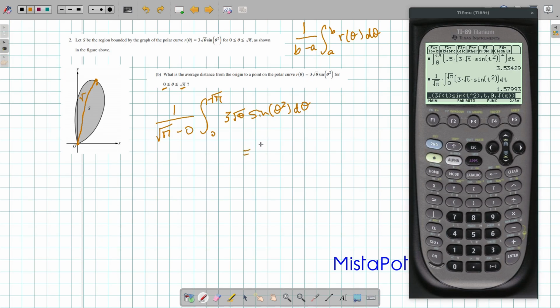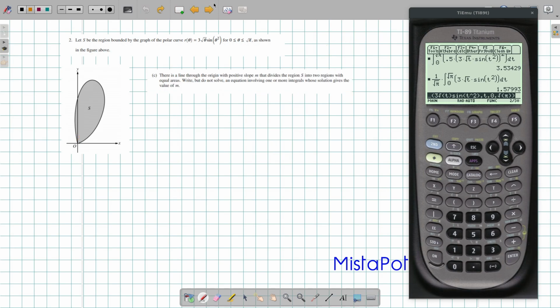And this is going to give us 1.5799 or 1.580. Both of these would be considered correct. So that's the average value. That's part B. On part C, it says there's a line through the origin with positive slope m that divides the region S into 2 regions with equal areas. Write but do not solve an equation involving one or more integrals whose solution gives the value of m.